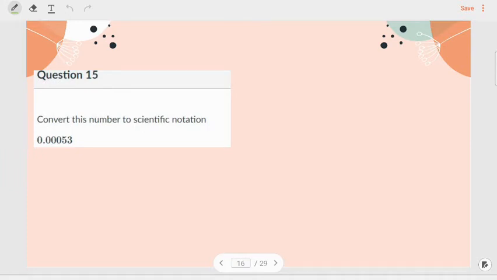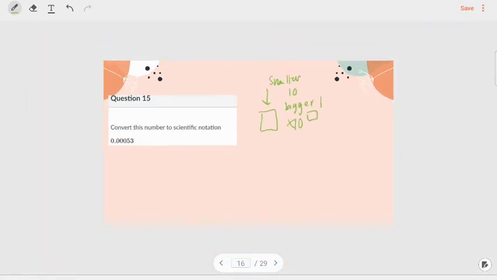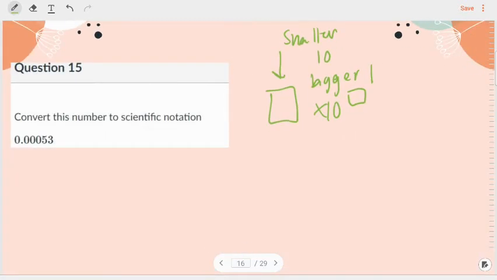Converting numbers back to scientific notation. So remember, I need a number that's smaller than 10, bigger than 1, times 10 to the somethingth power. Now this is a decimal answer, so I am going to tack a negative on there to begin with, and I'm going to move my decimal point. 1, 2, 3. Now where do I want my decimal point to end up? I want a number that's bigger than 1. So if I leave it there, it's going to be smaller than 1. It's going to be 0.5. If I move it one more, I'm going to have 5.3, which is bigger than 1 and smaller than 10.